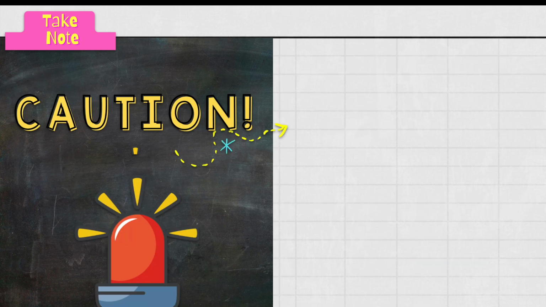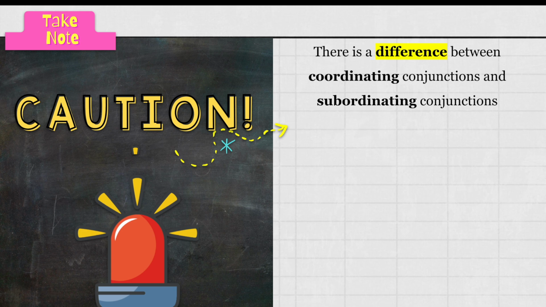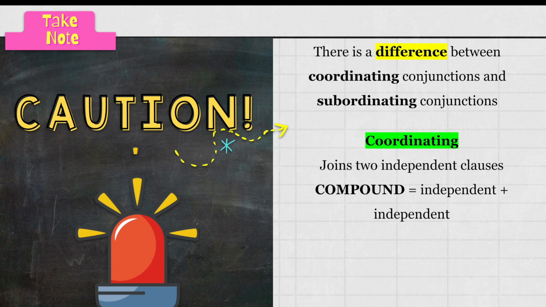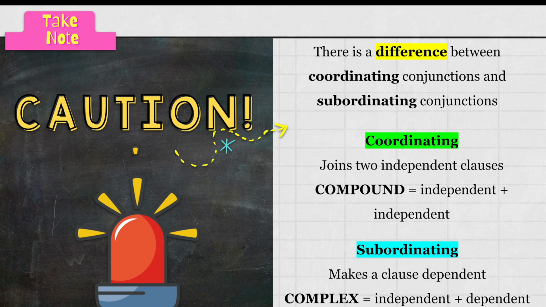I caution you. There's a difference between coordinating conjunctions and subordinating conjunctions. Coordinating conjunctions, those are those fanboys. They join 2 independent clauses together. They make compound sentences. So a compound sentence is an independent clause plus an independent clause. A subordinating conjunction makes a clause dependent. So that makes complex sentences, which is an independent clause plus a dependent clause. That's what we learned today.